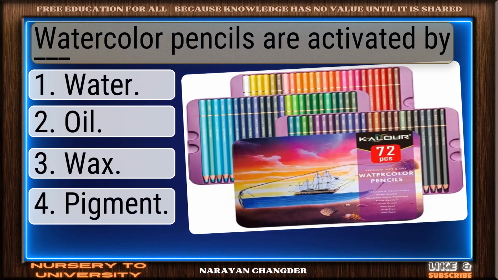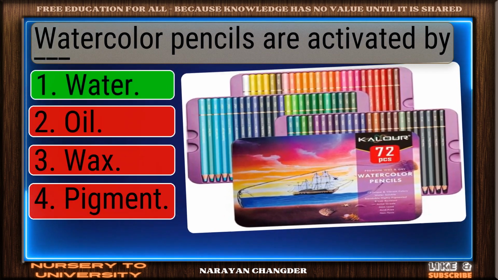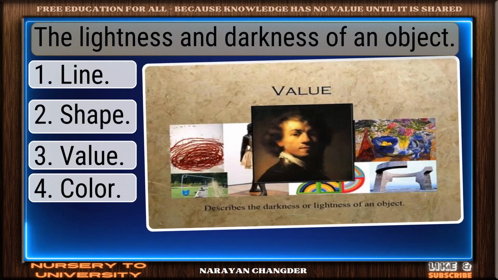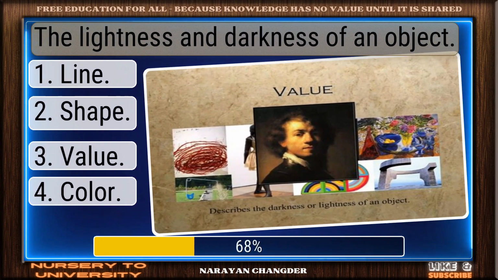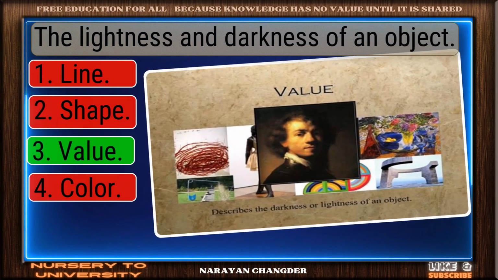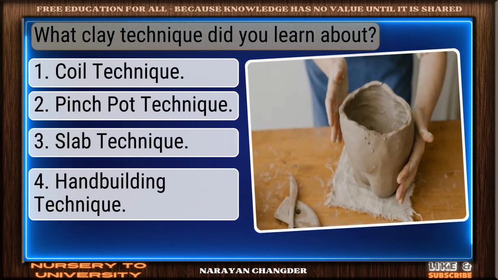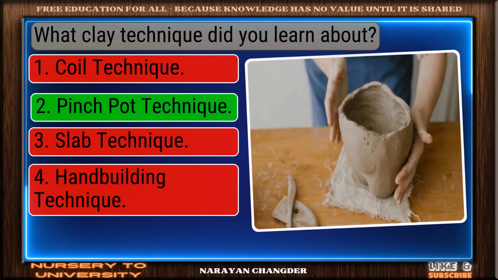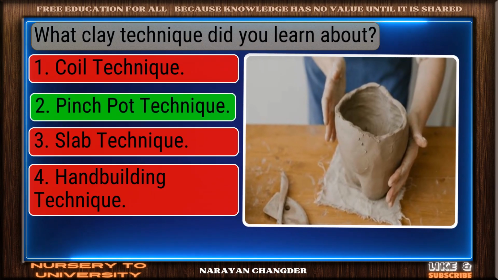Watercolor pencils are activated by dash. You're right. Water is the correct answer. The lightness and darkness of an object. Smart pick. Value is the correct choice. What clay technique did you learn about? Excellent. Pinch pot technique is a brilliant choice.